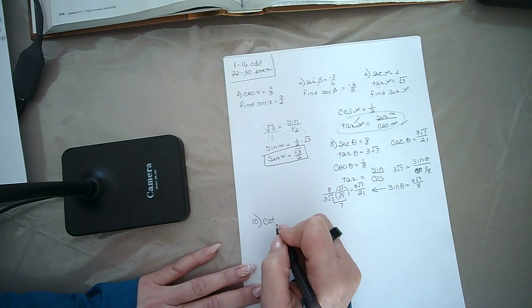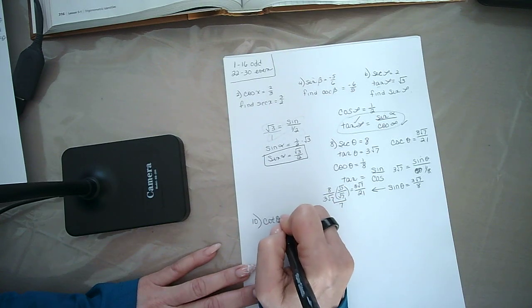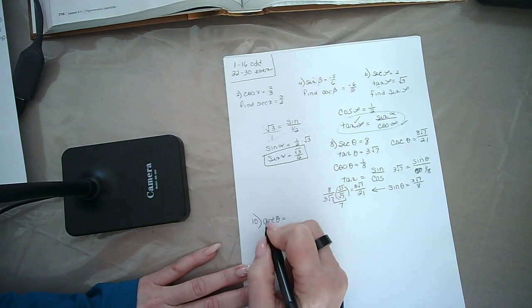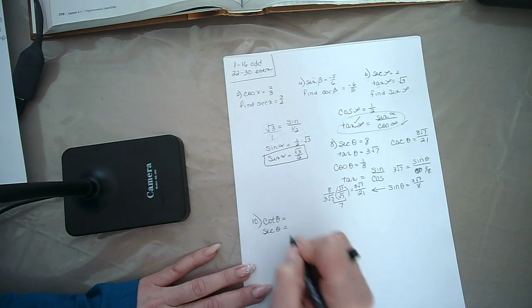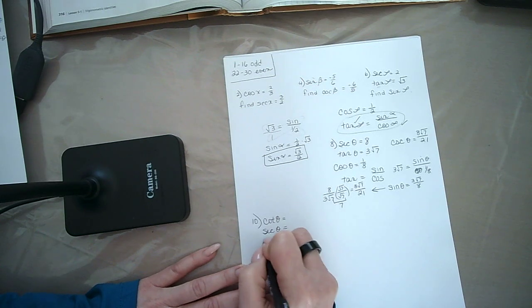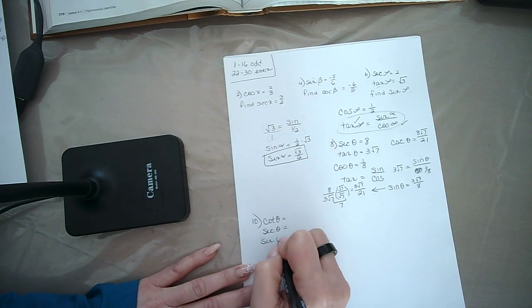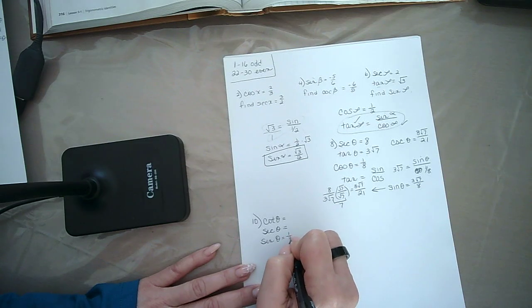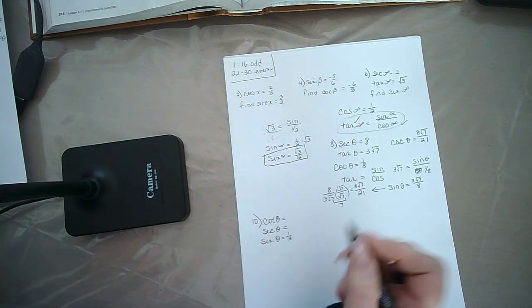Find the value of each expression. Okay, so they want me to find the cotangent. They want me to find the secant. And what are they giving me? They're giving me sine is 1/3. And what else did they give me?